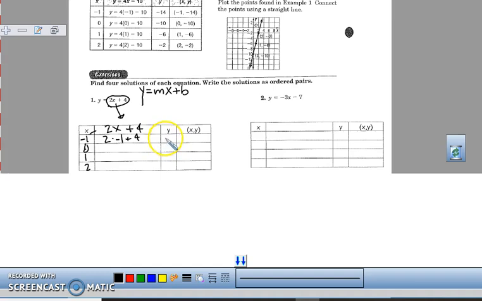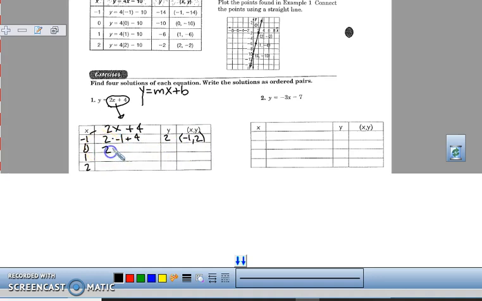So 2 times -1 is -2 plus 4 is +2. So if I have an x and I have a y, I have an ordered pair. All I'm literally doing is recopying it. The x column is -1. The answer there for the y column was 2. So my ordered pair is (-1, 2).